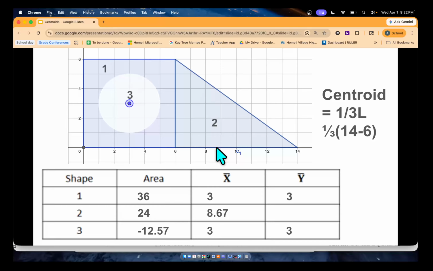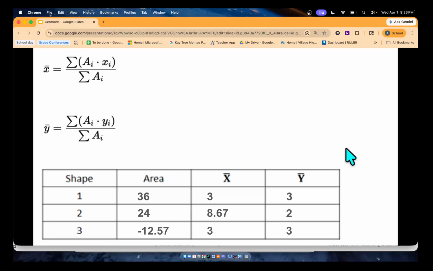All right, our length, much easier. It's 6 high, so 1/3 of that is 2, and we are sitting on the origin line, so it does not change other than the calculation that we got for the shape. All right, so we have everything on the table that we need to solve for our centroid. So we plug and play.